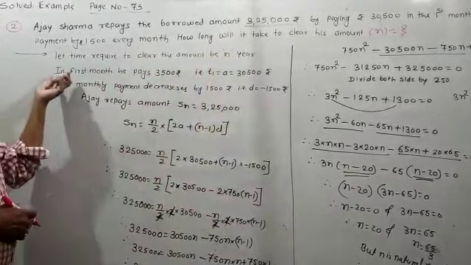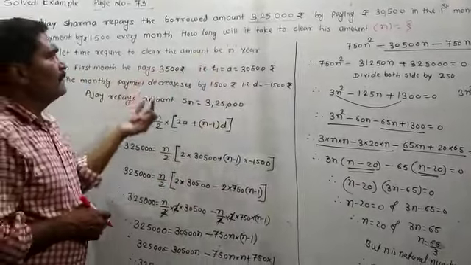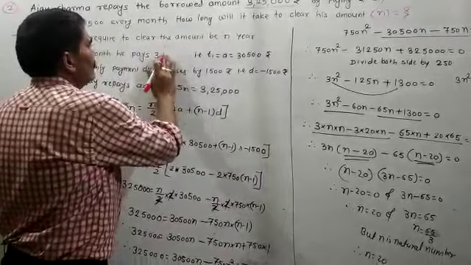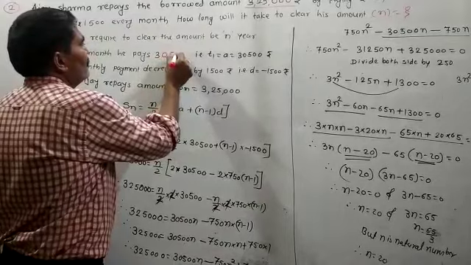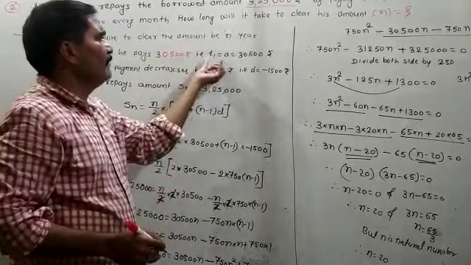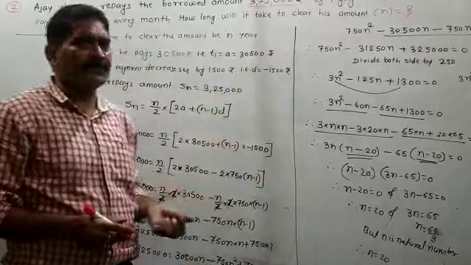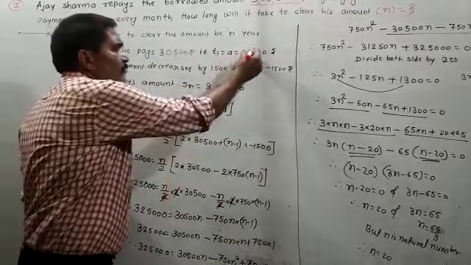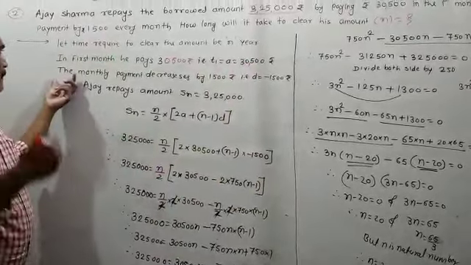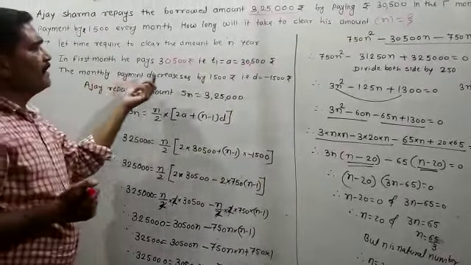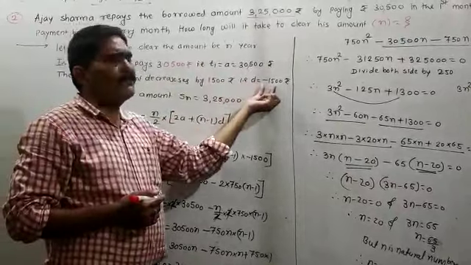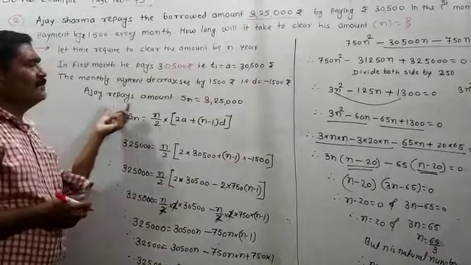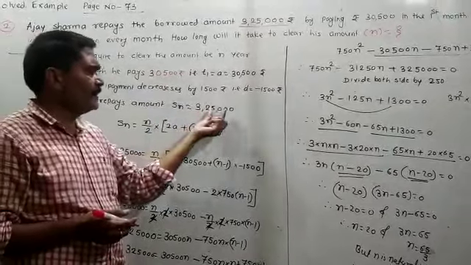Then in the first month he pays 30,500 rupees. That is T1 is equal to A is equal to 30,500 rupees. The first installment is of 30,500 rupees. Then the monthly payment decreases by 1500. That is D is equal to minus 1500. Then Ajay wants to repay this much amount, 3,25,000.